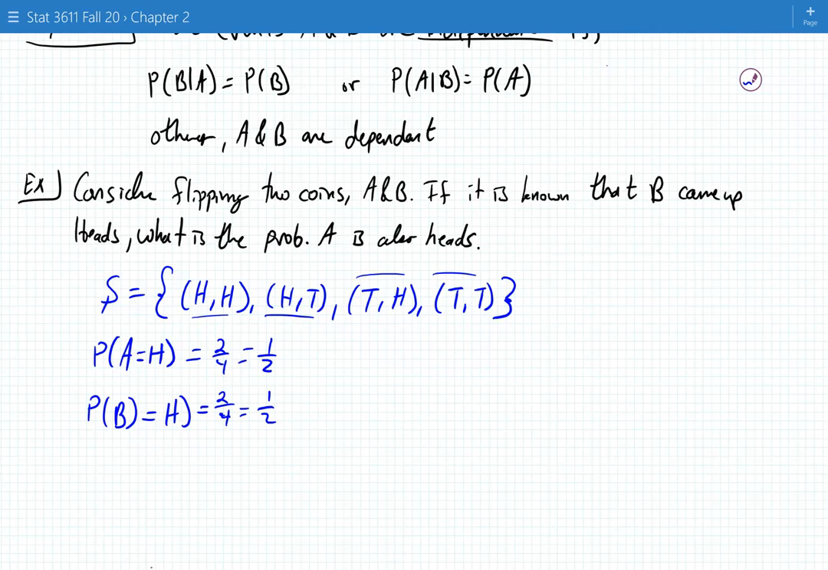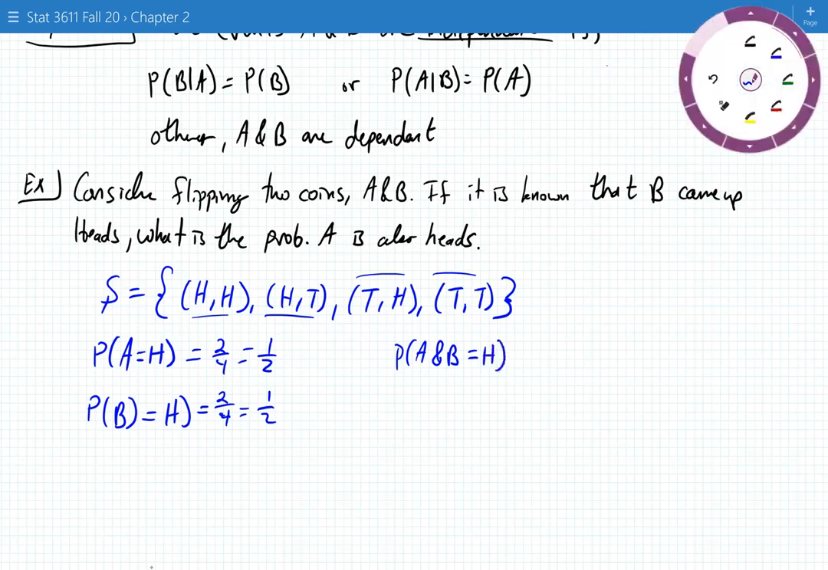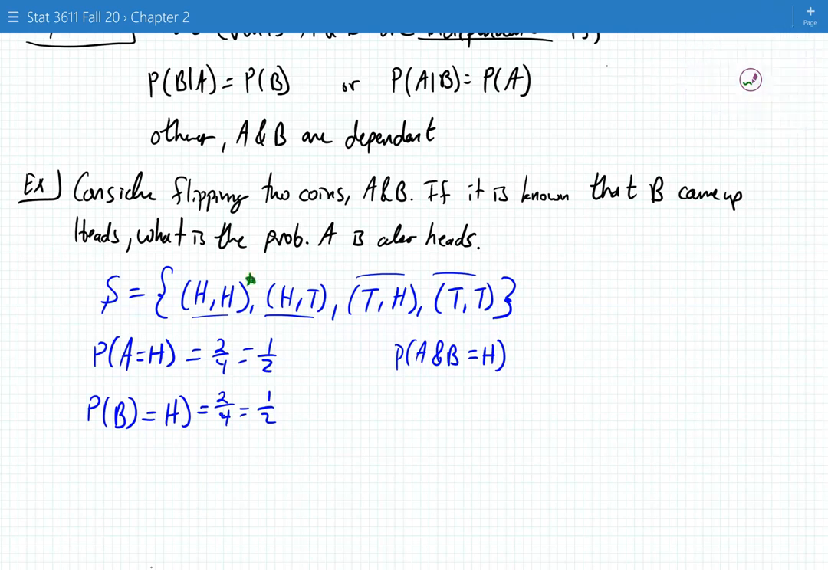The last thing I'm going to have us look at is the probability that A and B are heads. Well, that's only this one event right there, so that is a 1 out of 4 shot. Okay, so now to the main course. What's the probability that A is heads given B came up heads?